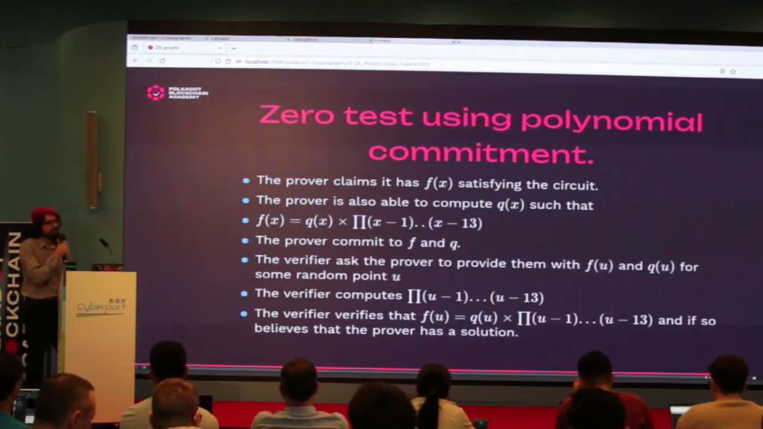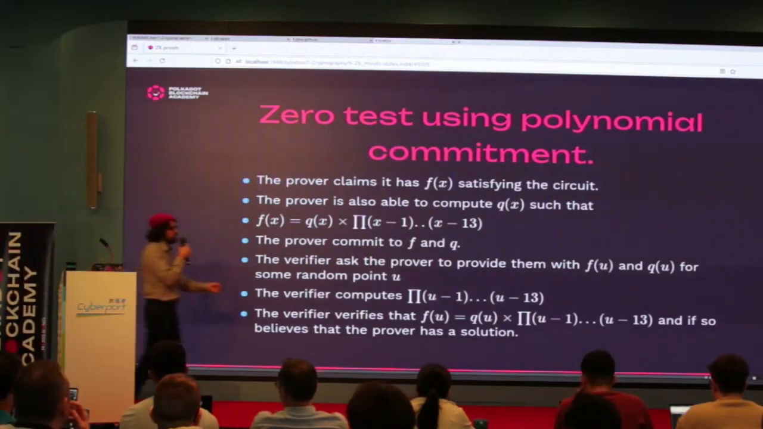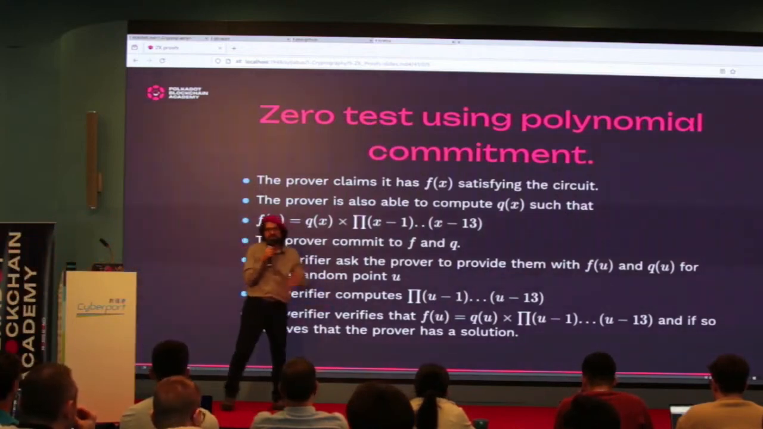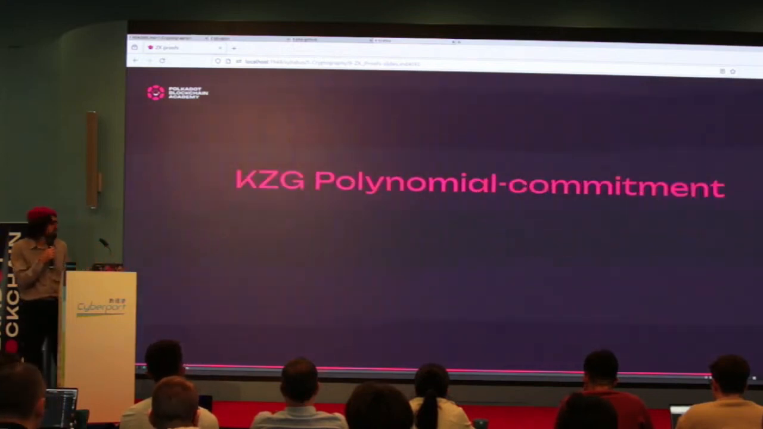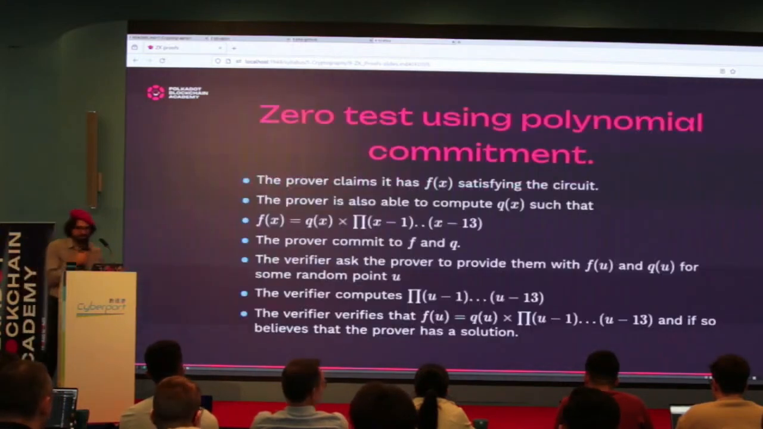The point is, the evaluation doesn't happen on the polynomial itself, where you could cheat. It happens on an elliptic curve, but I'm not going into the detail of that. Okay, there's a question.